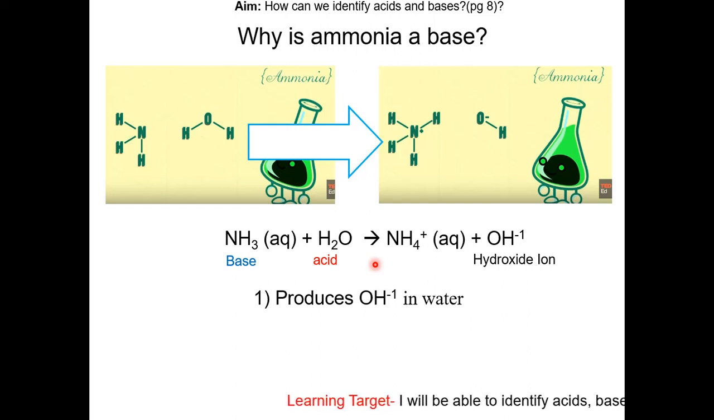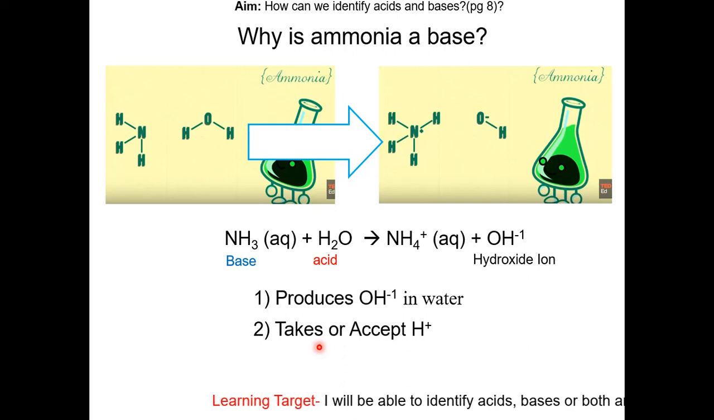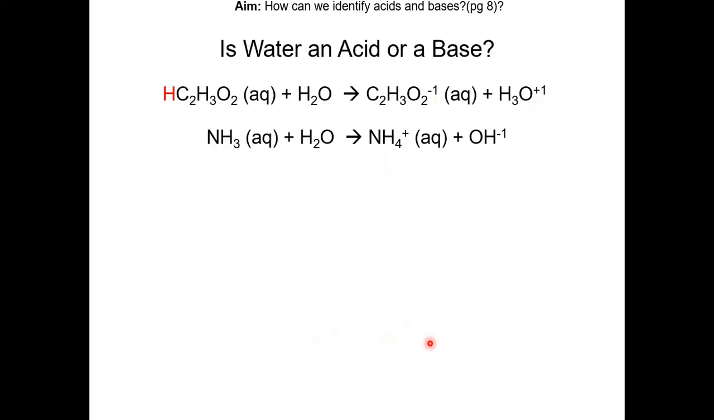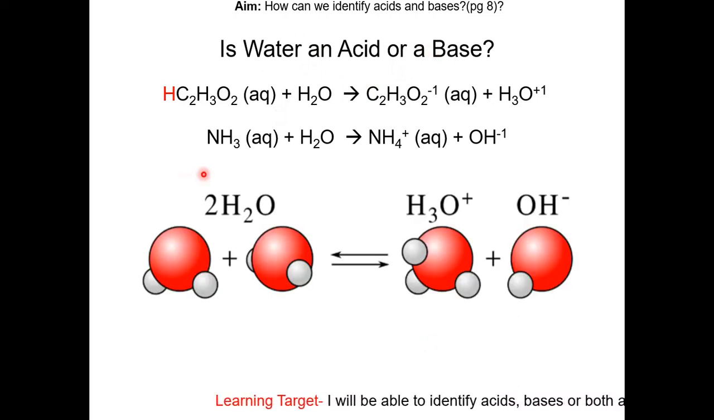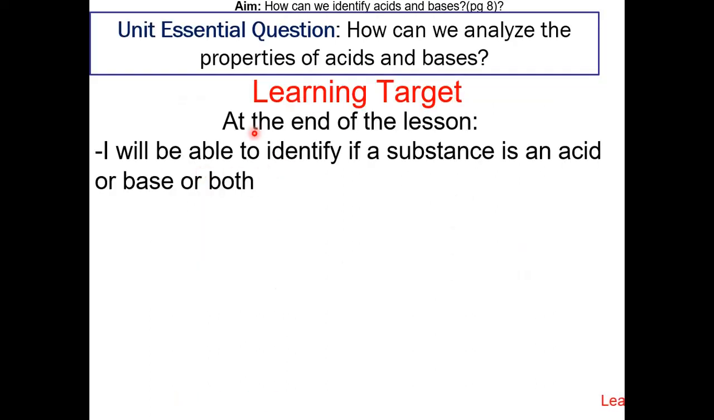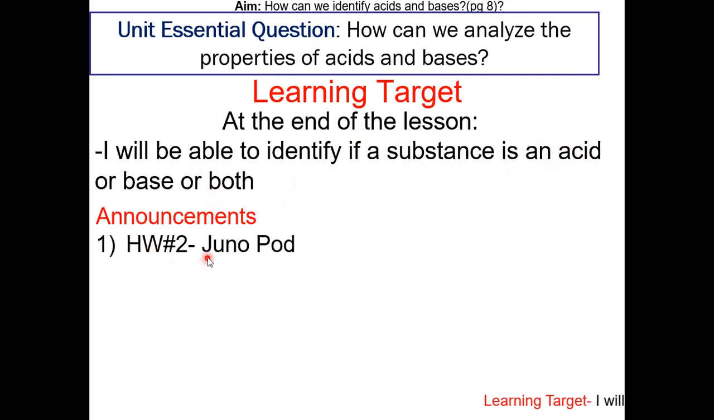So in summary, ammonia is a base because it produces hydroxide ions in water, and it takes and accepts hydrogen ions. So is water an acid or base? From the two examples, water can behave both as an acid and a base. Learning target: at the end of the lesson, I'll be able to identify if a substance is an acid or a base or both. Homework number 2 will be a Jupiter based off this lesson.